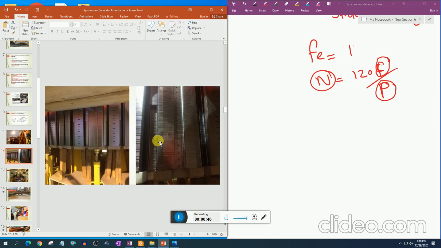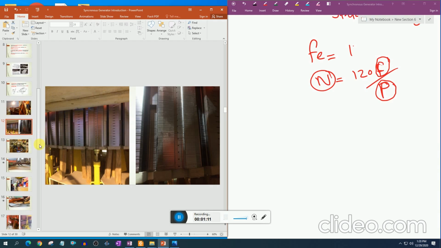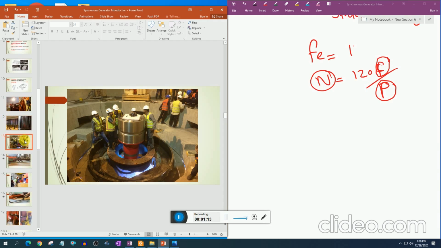This is the core of the rotor. The core of the rotor has laminated steel. At this point the pole will be attached, and poles will be attached on these slots, and this is the core of the rotor. The core of the rotor looks like this in the construction phase. Here the rotor will be attached to this shaft end.